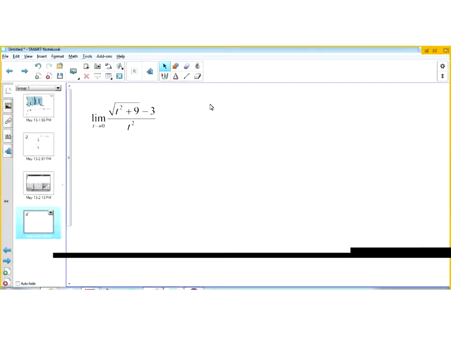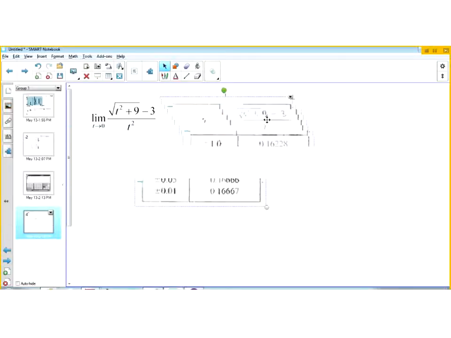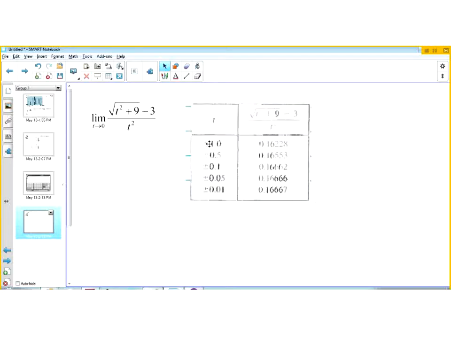So let me pull up the table. Now, the format of this table is rather interesting. So it might be worthwhile to go through and explain the information contained in this table. Okay, notice that the values of t are defined as plus or minus. And why is that? Well, it just so happens that this function is an even function.